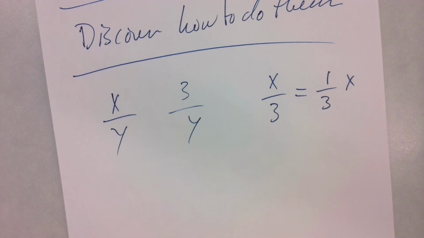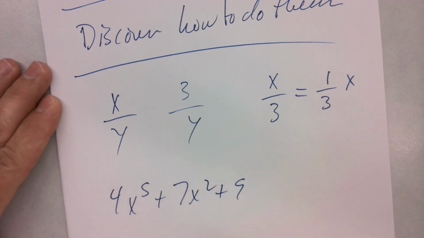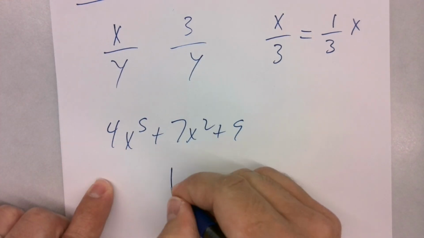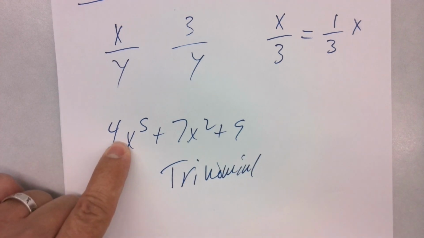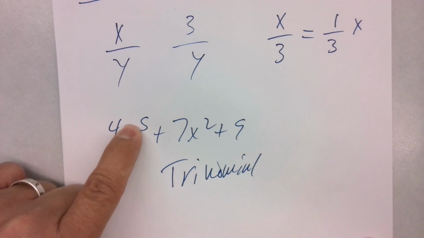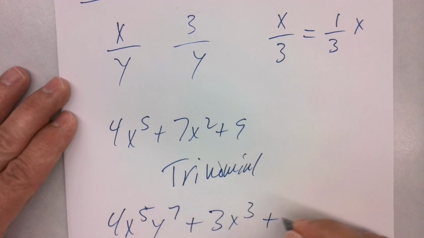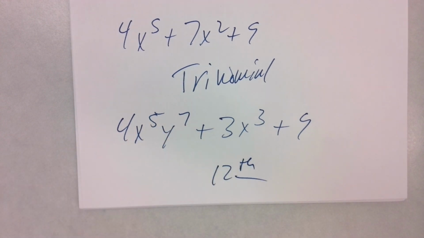Anybody else? So for the degrees, are all we doing is just adding the exponents? Oh, no. Only if they're all in the same term. So if I go back to 4x to the 5th plus 7x squared plus 9, the only time I would add them is if they were all in the same term. This is a trinomial because I have 3 terms there. But it would be a 5th degree trinomial because that's the highest. But if I had 4x to the 5th, y to the 7th, plus 3x cubed plus 9, now this is a 12th degree because 5 and 7 is 12, because they're all in the same term. Does that make sense?